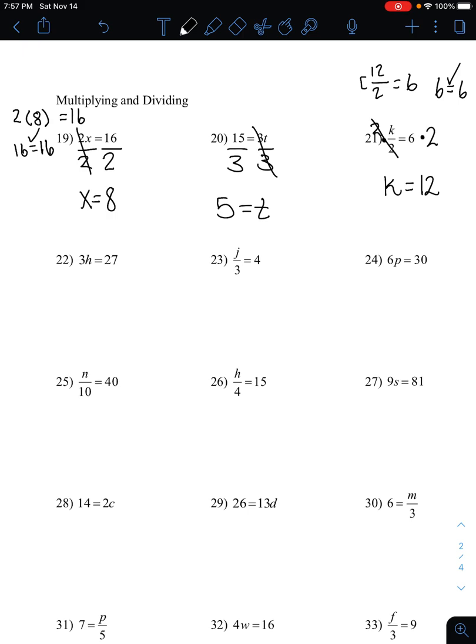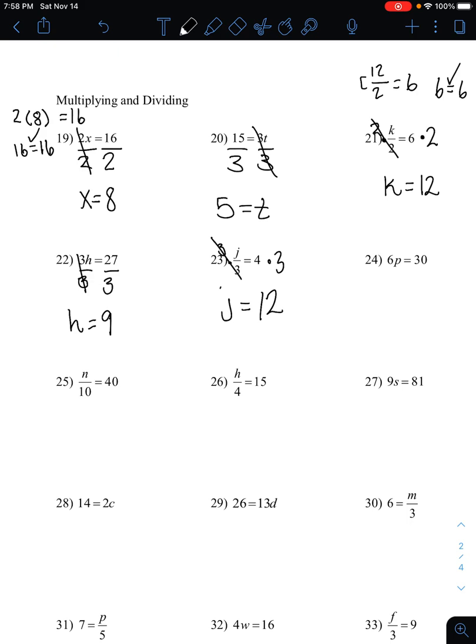Let's look at 22. 3h equals 27. What number multiplied by 3 is equal to 27? All right, we're multiplying, so we'll divide to solve. h equals 27 divided by 3, which is 9. There we go. 23: j over 3 equals 4. So what number divided by 3 equals 4? Since we're dividing, we multiply. j equals 12.